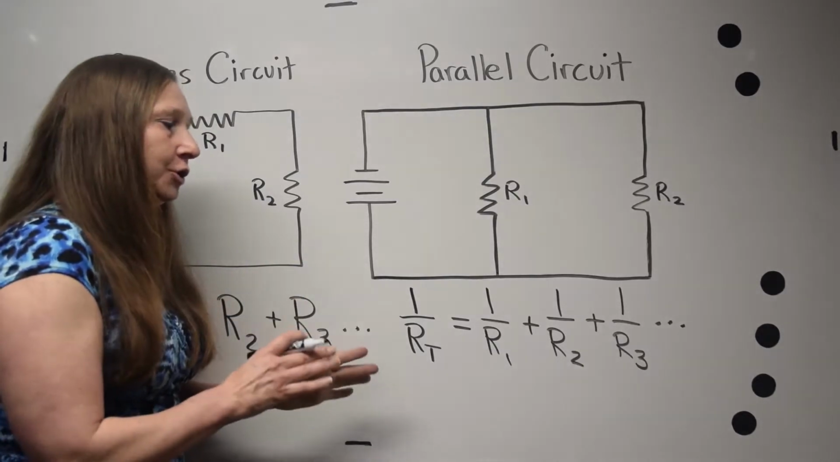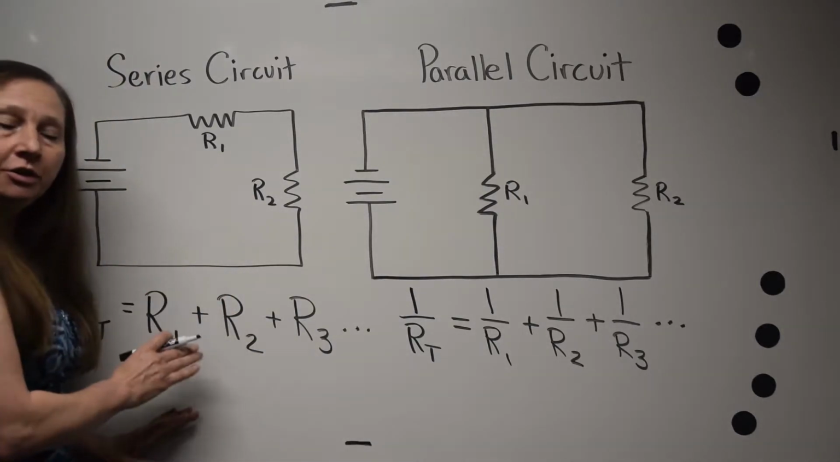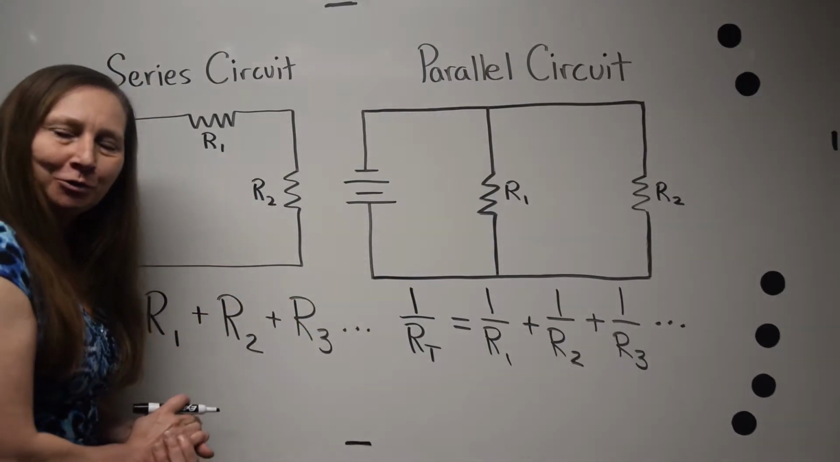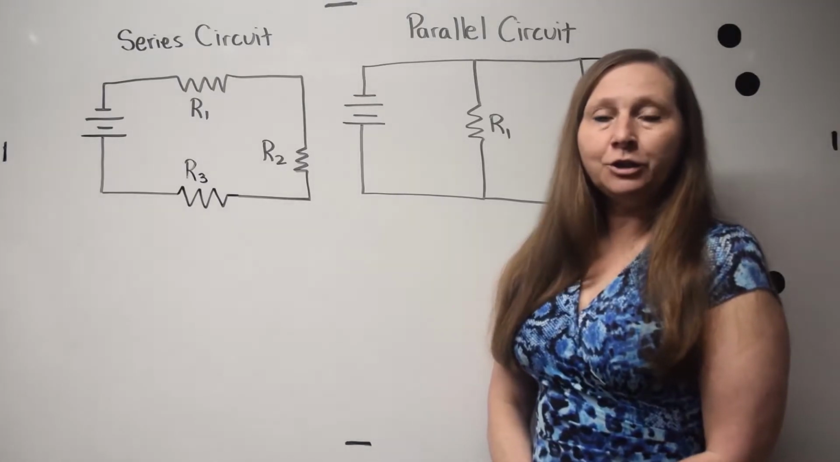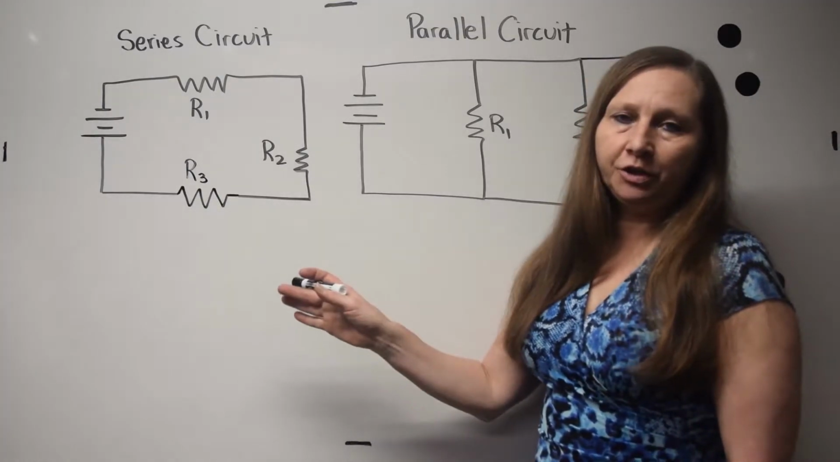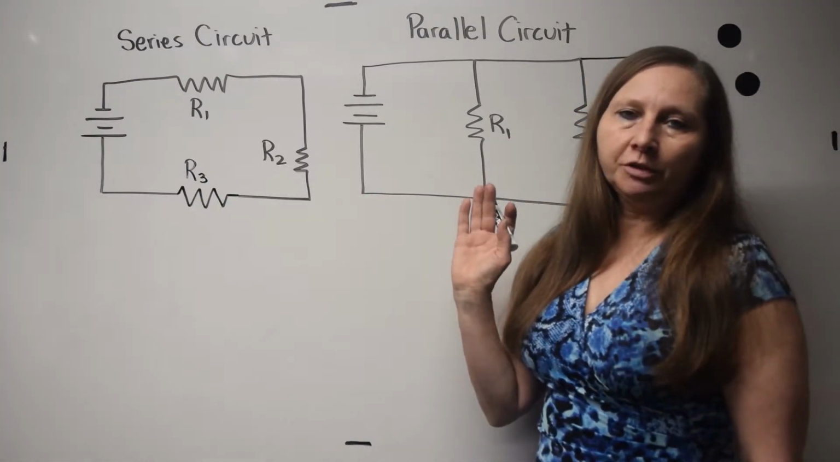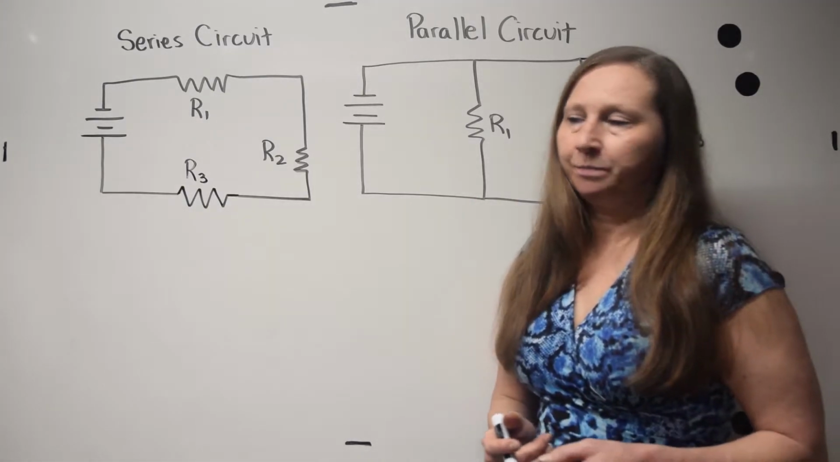All right, so let's do some problems. First, we'll calculate the total resistance in some series circuits, and then we'll calculate the total resistance in some parallel circuits. Now let's look at the difference between adding up the total resistance for a series circuit and adding up the total resistance for a parallel circuit with identical components.